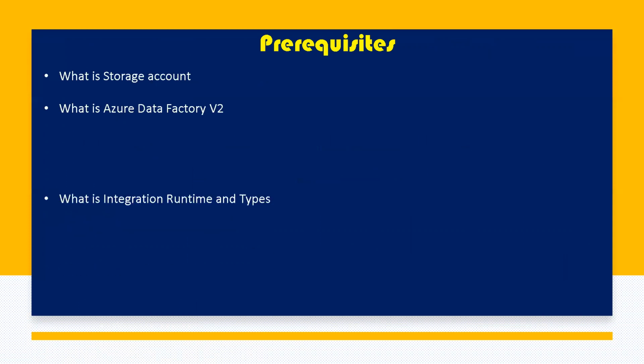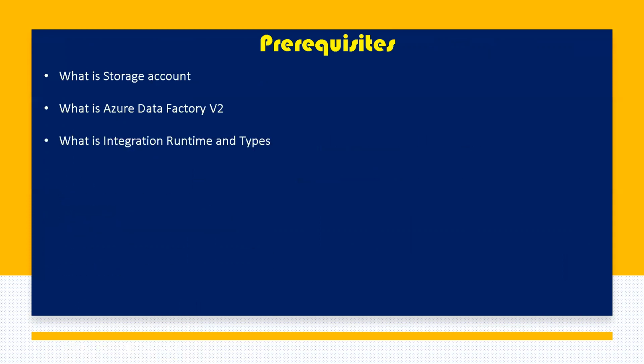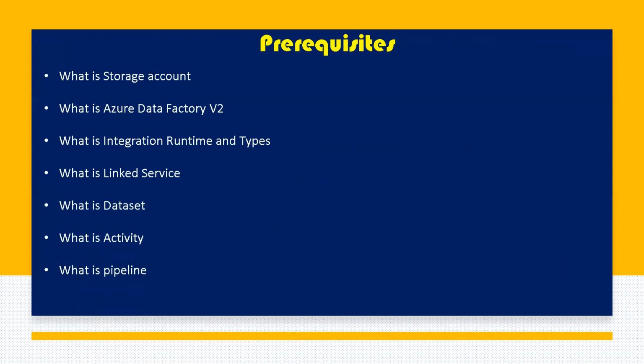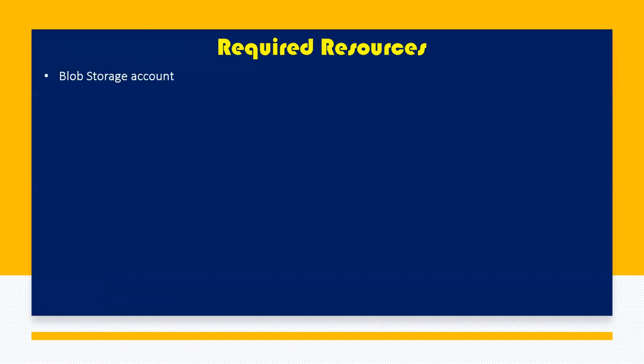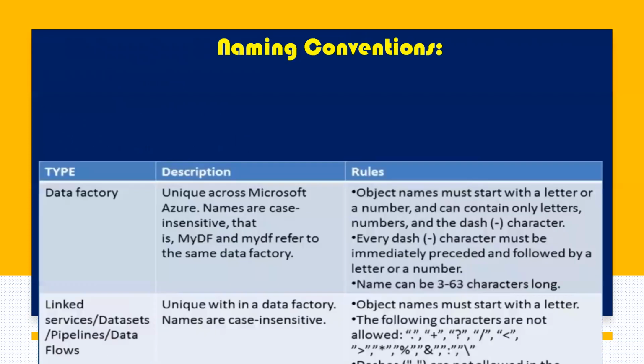Fine. The prerequisite things: storage account details. What is a storage account? You should know. What is Azure Data Factory? You should know. What is the integration runtime and its types? What is a linked service? What is a dataset? What is an activity? What is a pipeline? All of these things you should know. We already discussed all of these in our previous sessions. Find the required resources for our demo: we need the blob storage account and we need the Azure Data Factory too. That's all.